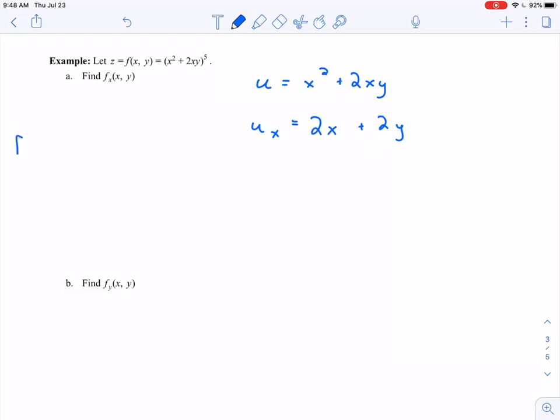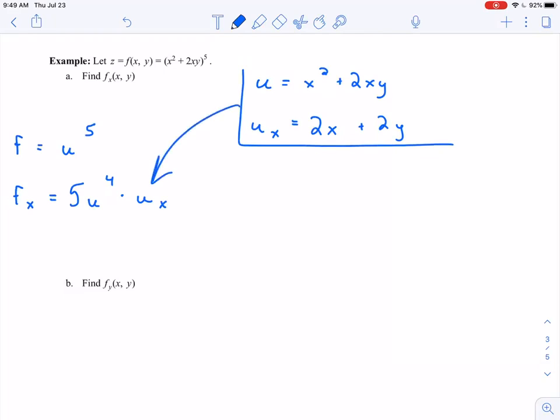So I'm going to take a moment to rewrite this. This is f equals, I'm just going to write f. This is really u to the fifth power. So when I take the partial derivative with respect to x, the derivative of this part right here is 5u to the fourth power times, normally we would say u prime, but instead we're going to say times u sub x, the partial derivative with respect to x. So now I just need to take my u and the derivative of u and plug those back in.